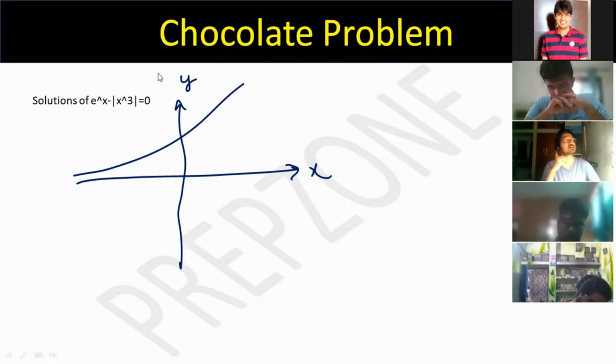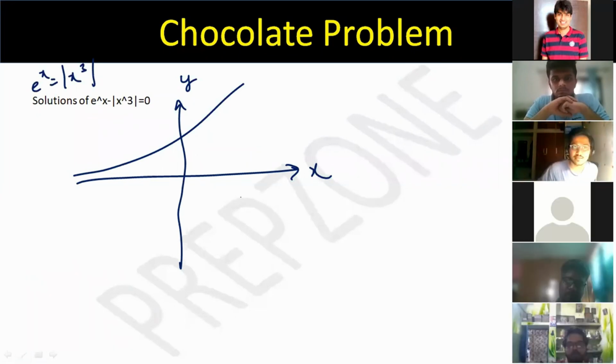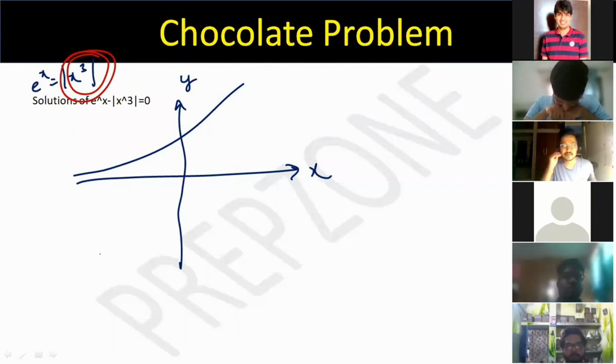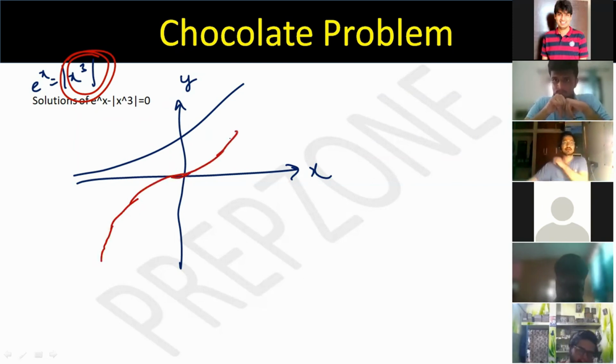X cube is symmetrical around the origin. You're not very audible, but yeah. So see, mod x cube, it is always positive, right? Then this was the graph of x cube, right?